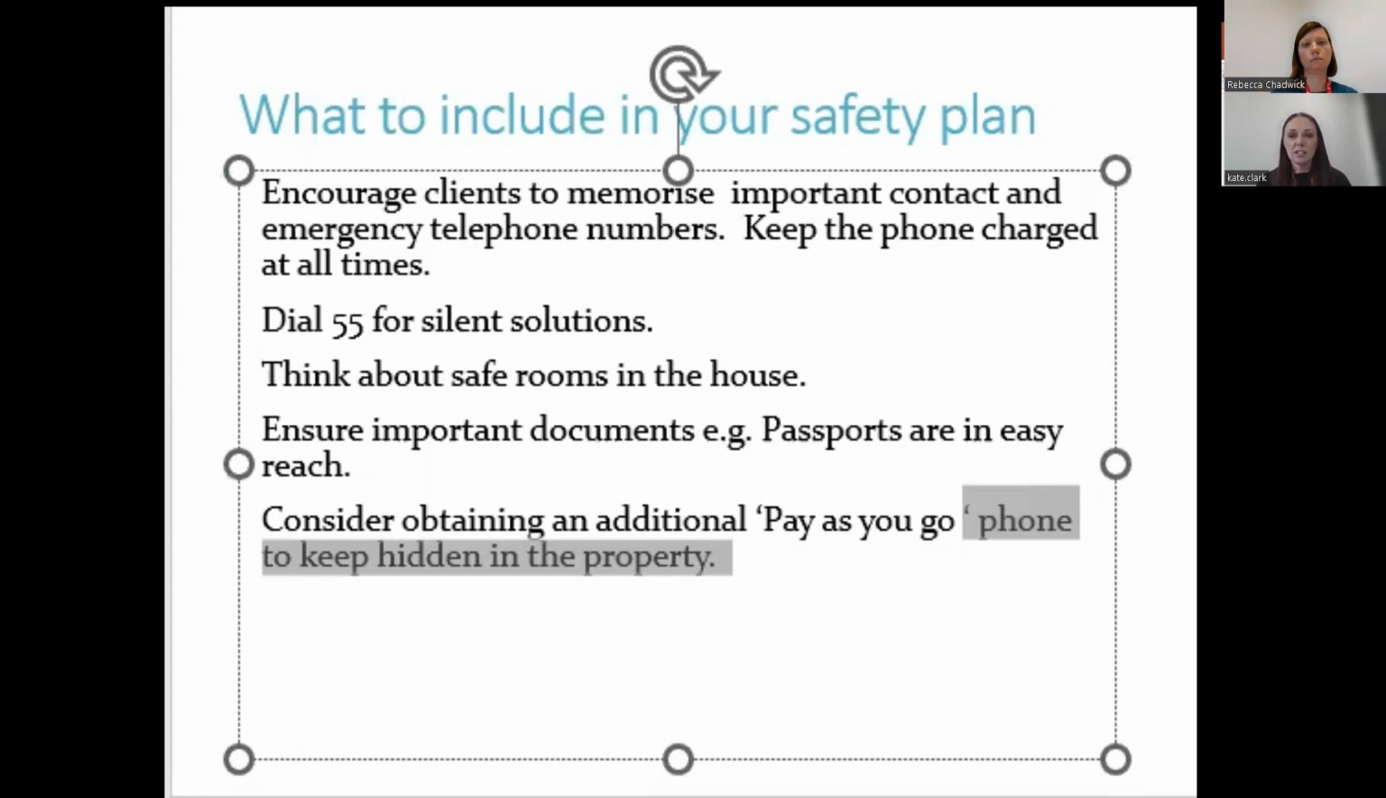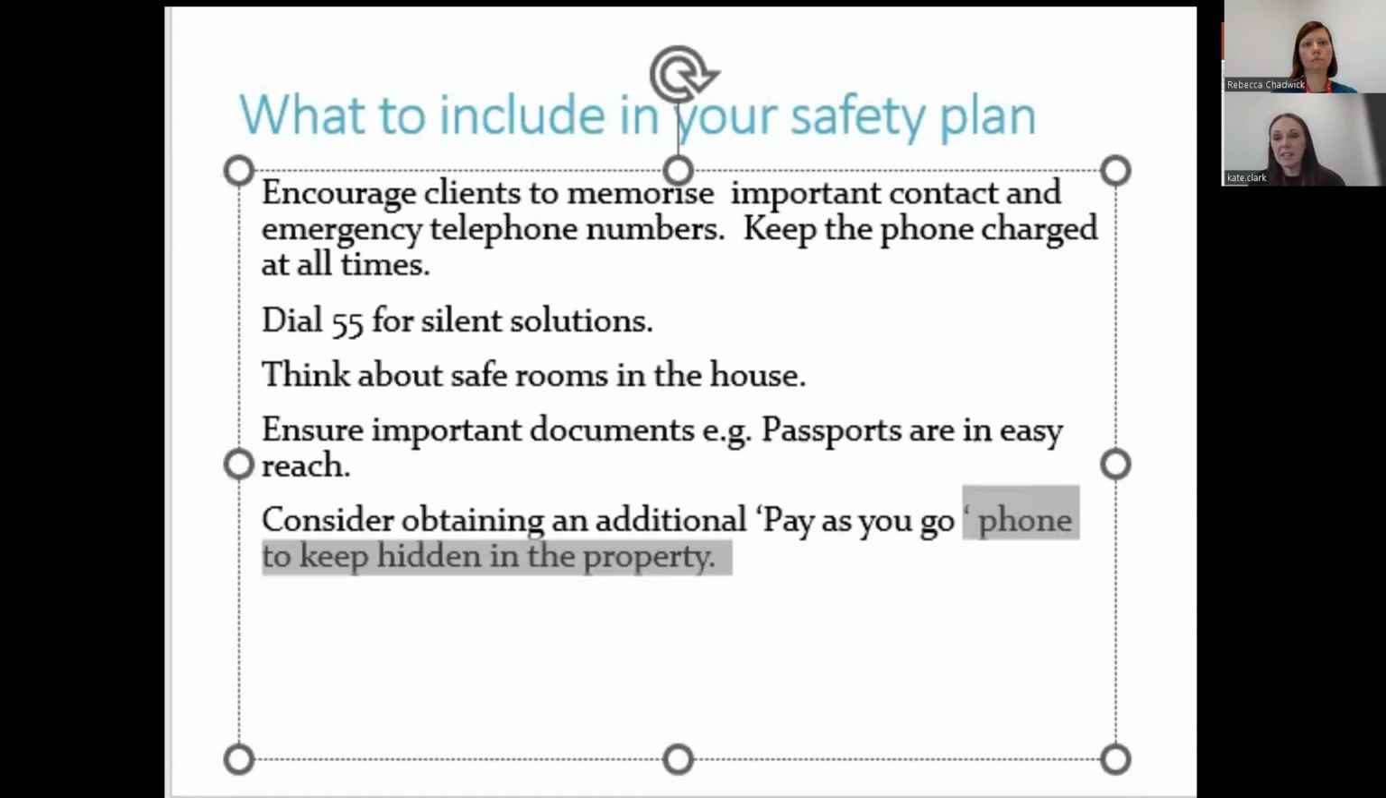Silent solutions. I don't know if anyone's ever heard of that before. If you ring 999 and that perpetrator is stood in front of you, you might be thinking, as soon as I ask for police, this is going to escalate the situation and put myself at massive risk. As soon as you are connected, if you dial 55, that will alert the operator to the fact that you do need help, but you can't speak, and then they can locate you from the GPS. It's quite a good way, really, of not further escalating that risk.